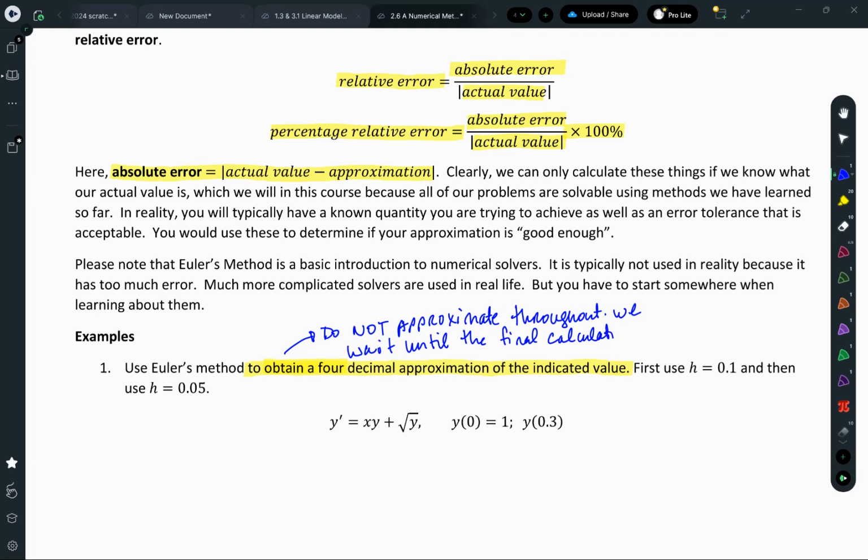The reason for this is that if you were to approximate at every step, then you would be introducing even more error. So the method is bad enough and introduces enough error, don't add to it, okay? And I'll show you what I mean by that, okay?